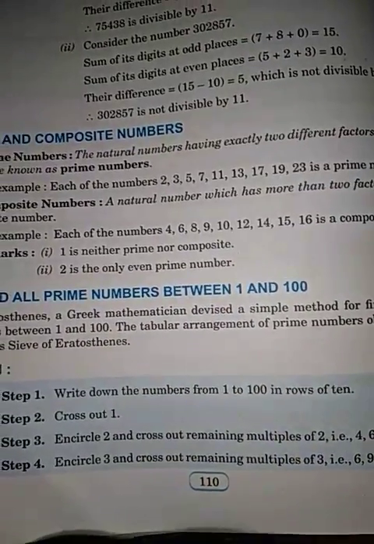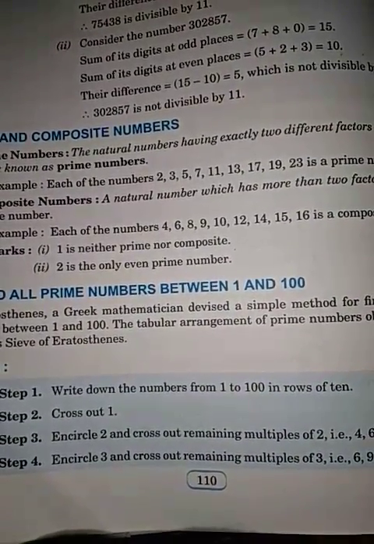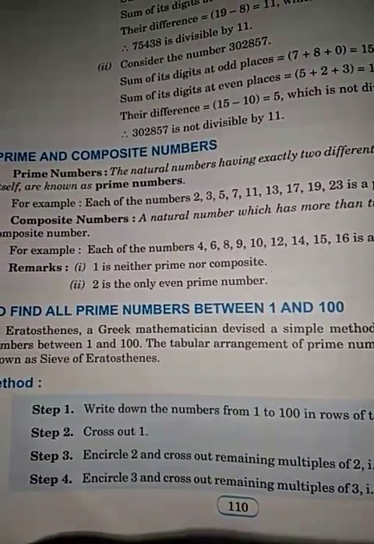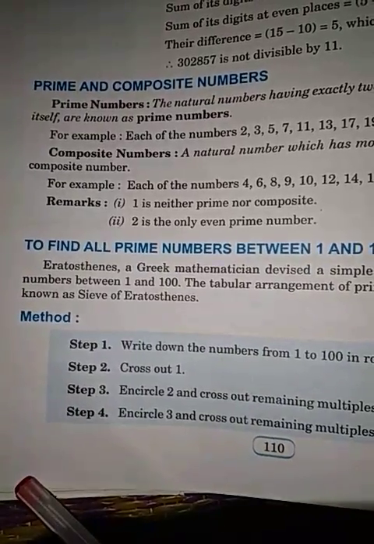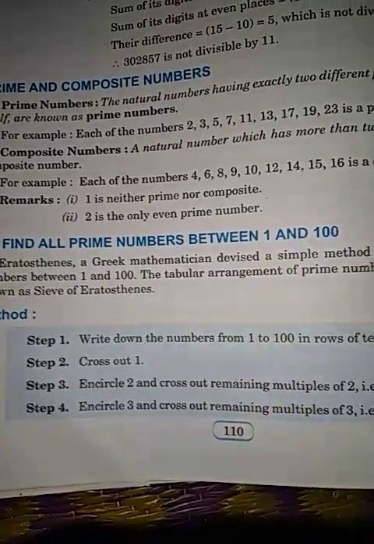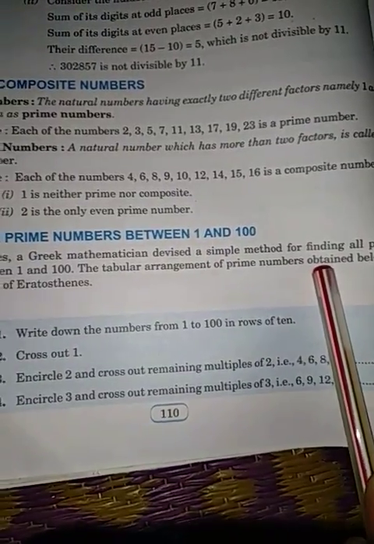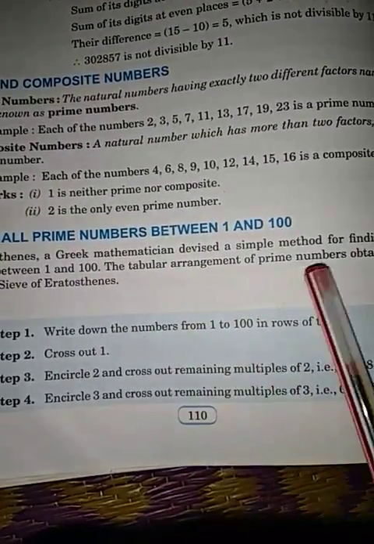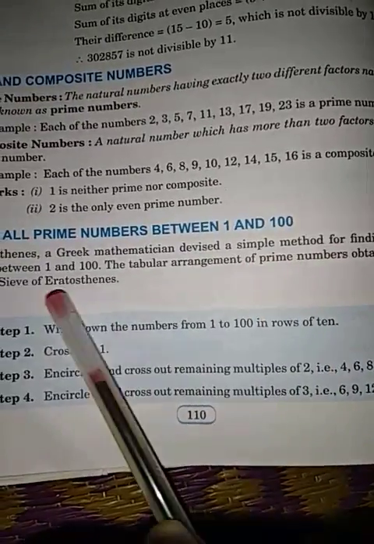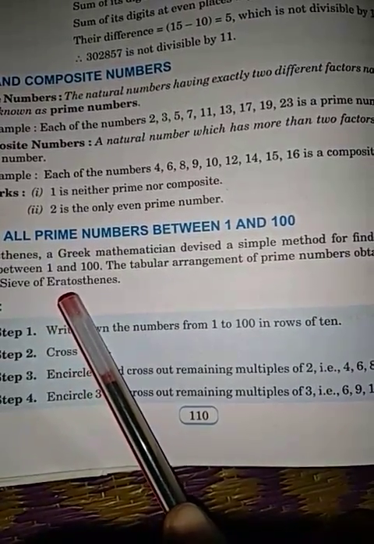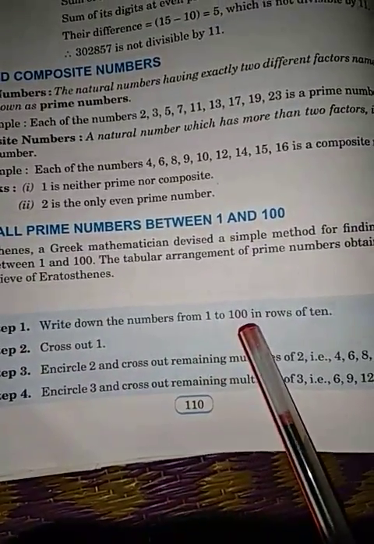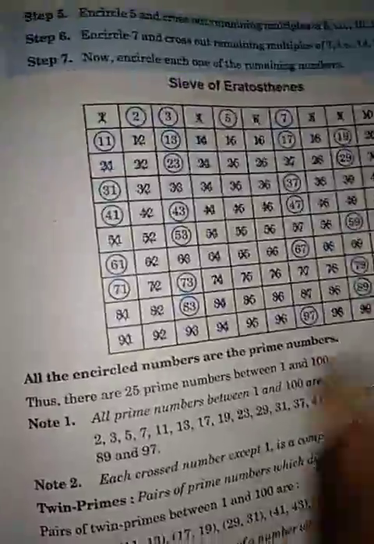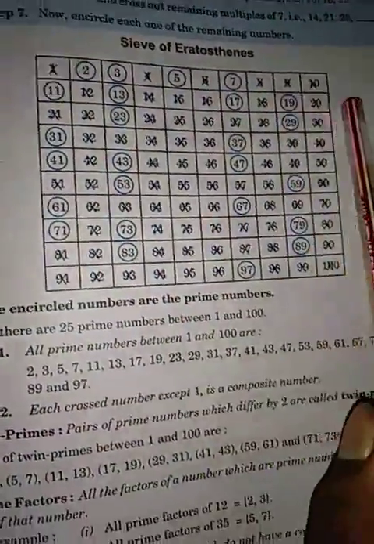Remember these points. To find all prime numbers between 1 and 100, Eratosthenes, a Greek mathematician, devised a simple method. The tabular arrangement of prime numbers obtained below is known as the Sieve of Eratosthenes. Method: write down the numbers from 1 to 100.